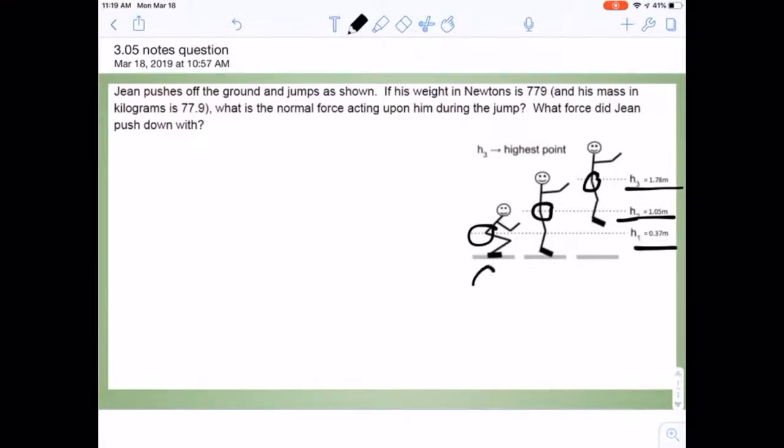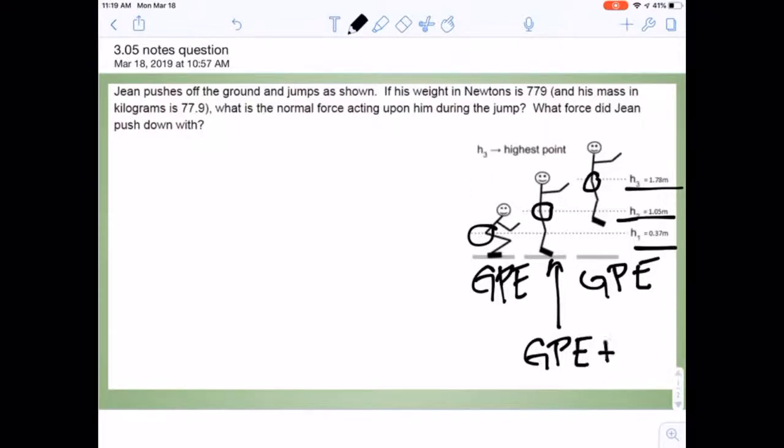So technically he does have GPE at point 1. He also has GPE at point 3, which is what we're going to use, because at point 2 he has GPE plus KE, but we can't quantify that because we don't know how fast he's moving. So in order to use total energy, we're going to have to use points 1 and 3 because we can calculate that. So up here we've got his weight in newtons. It's 779, so that means his mass in kilograms is 77.9, and we want to know the normal force.